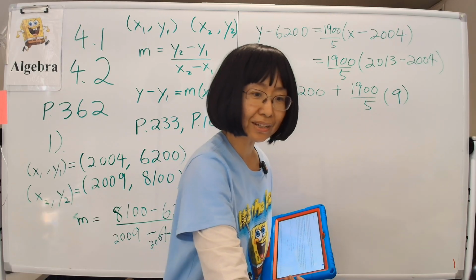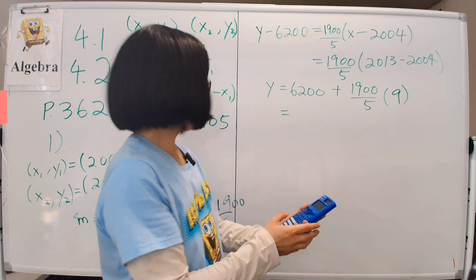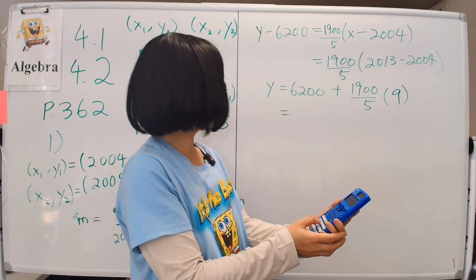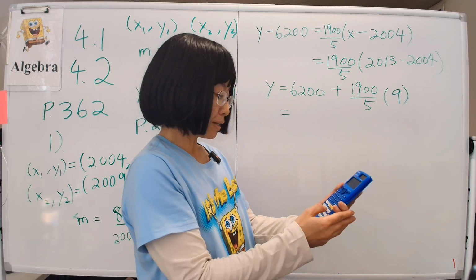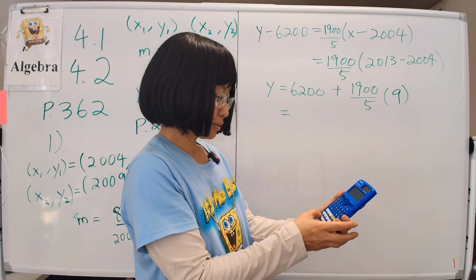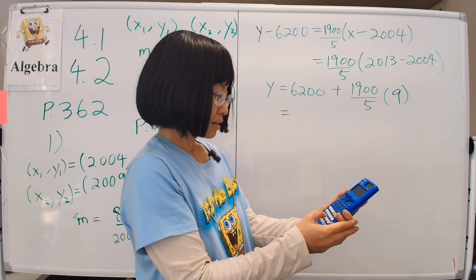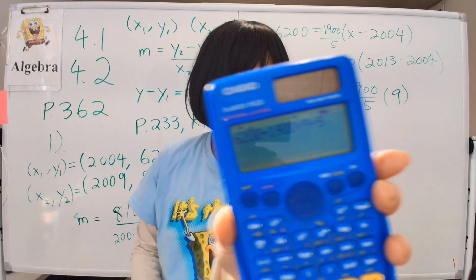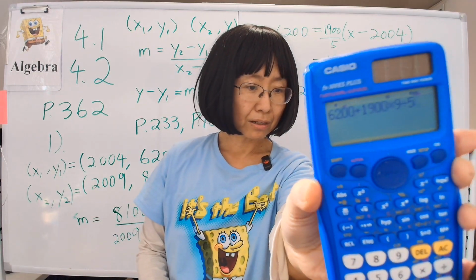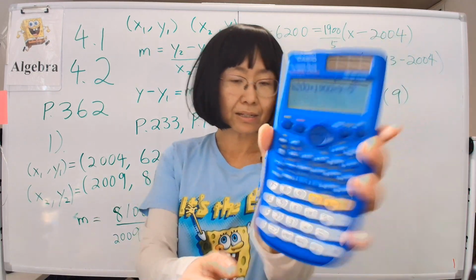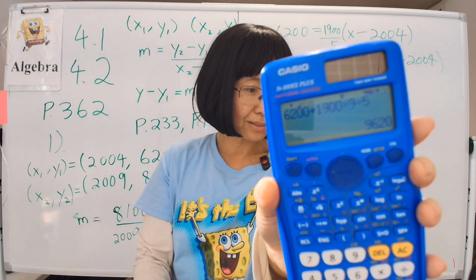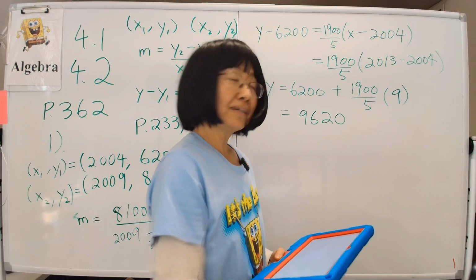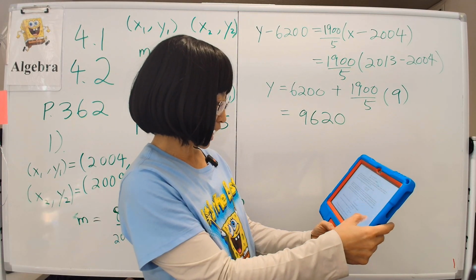So let's pull out the calculator and do some math. Okay, I found my calculator. I need to turn it on first. Okay, try again. 6200 plus 1900 times 9 divided by 5. I have the whole thing typed in precisely. Let's push the equal sign and see what it says. All right, so I came up with a number. Let me write it down. I got that number and I checked with the book and it is correct.